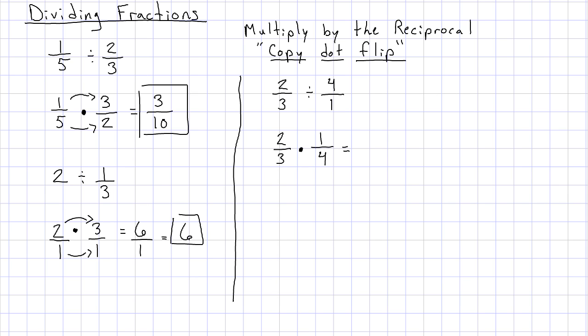And then again, multiply across the top. 2 times 1 is 2. 3 times 4 is 12. And this number can be simplified a little bit because the numerator and the denominator have a common factor. They're both divisible by 2. 2 divided by 2 is 1. 12 divided by 2 is 6. So I can simplify this down to 1/6. So that's the process of dividing fractions.